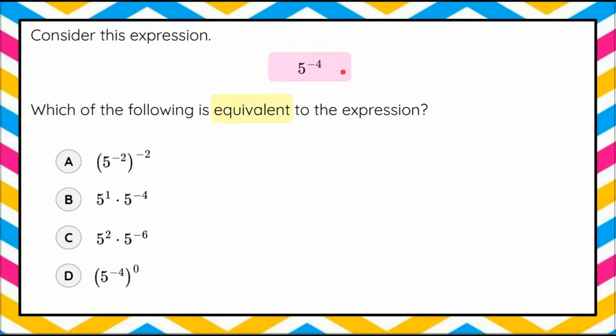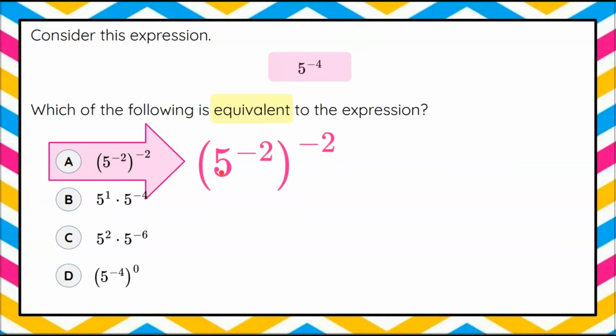Welcome back. So here we are. We're considering the expression 5 with an exponent of negative 4. So we have a power with a base of 5 and an exponent of negative 4, and we want to determine which of these 4 answer choices is equivalent. Let's begin with answer choice A. So I'm going to take this expression and rewrite it.